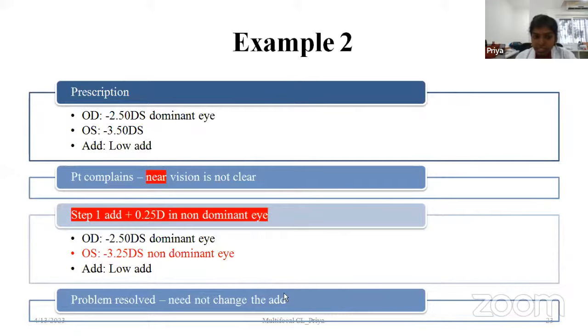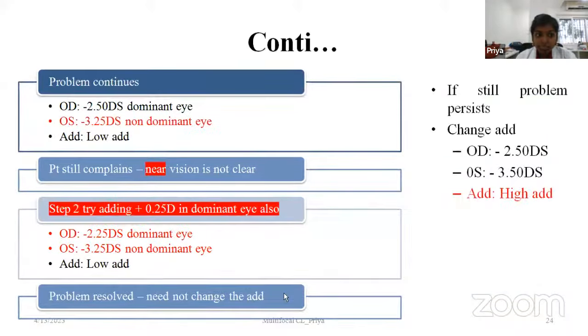Still, if the patient says he is not convinced with the power, try adding plus 0.25 in the dominant eye also. If the problem is solved, no need to change the add. If the problem still persists, change the add from low to high.